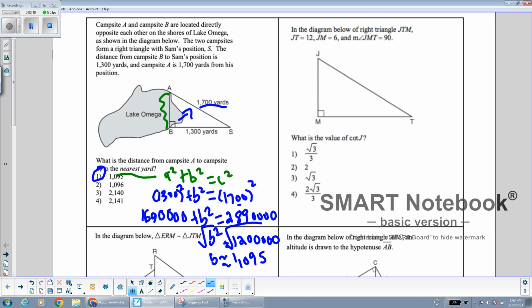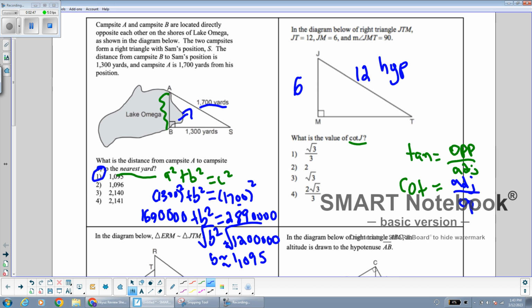Okay. JT is 12. That's the hypotenuse of this triangle. JM is 6. And here we have the 90-degree angle. And it's asking what is the value of cotangent of angle J. Cotangent is the reciprocal of tangent. And tangent is opposite over adjacent. So that means cotangent is going to be the reciprocal, which is adjacent over opposite. We just flip the fraction.